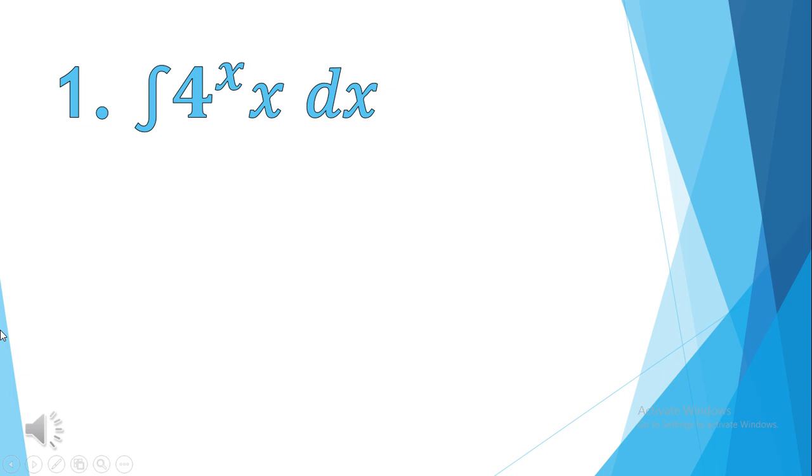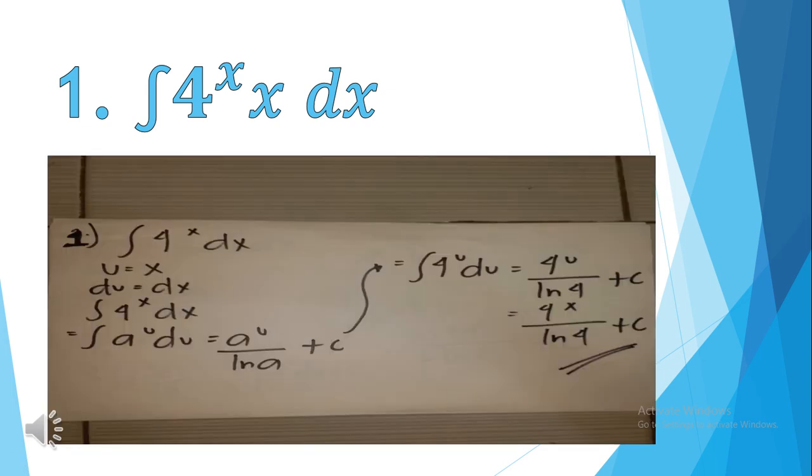Number 1. Integral of 4 to the power of x dx. We need to identify the u and the du. Our u is x and our du is equal to dx. In our formula, the integral of a to the power of u du is equal to a to the power of u over ln a plus c. By doing the substitution method, we get the integral of 4 to the power of u du is equal to 4 to the power of u over ln 4 plus c. And our final answer is 4 to the power of x over ln 4 plus c.